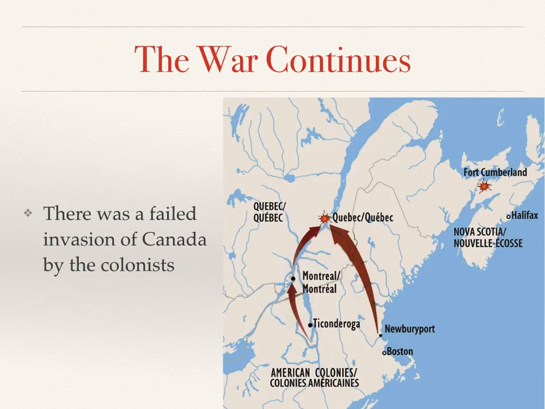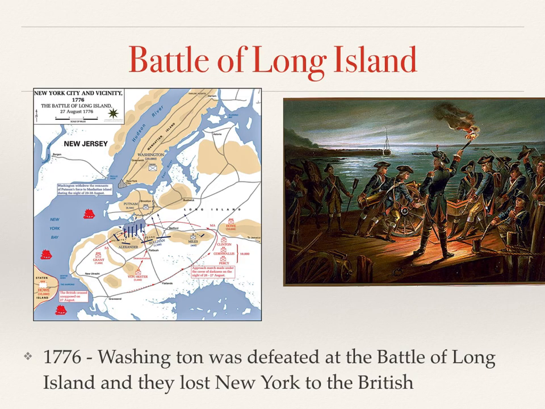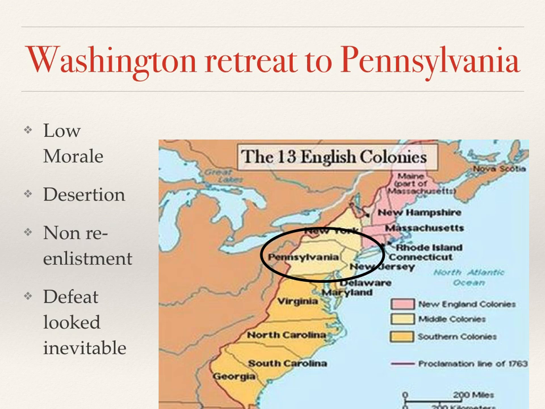However, the war did continue, and at this point, even though the Declaration of Independence had been signed, there was no guarantee of success. And things began to turn against Washington and his Continental Army. They had failed in an invasion of Canada before the Declaration of Independence, and afterwards Washington was defeated at the Battle of Long Island in New York, and they lost the city to the British. Washington retreated here to Pennsylvania, and they looked to be heading into winter with really low morale.